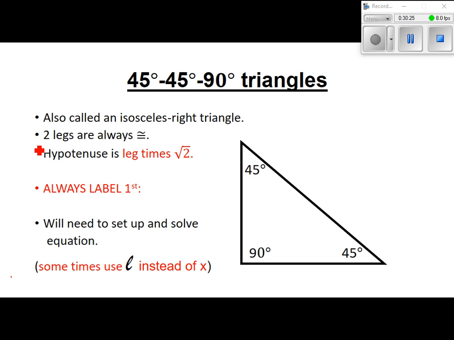So a 45, 45, 90 triangle is also called an isosceles right triangle. If a triangle is isosceles, what do you know about it? It's got two angles the same, two congruent sides, right? In this, these two legs are always going to be congruent. So you might want to mark that on your triangle there.